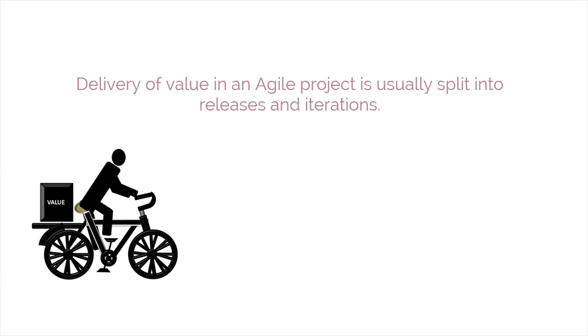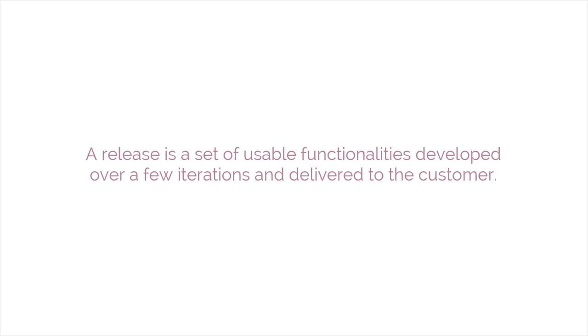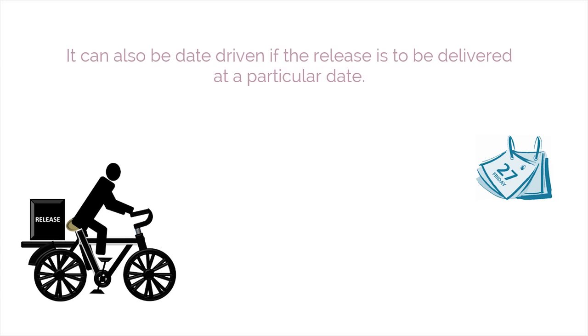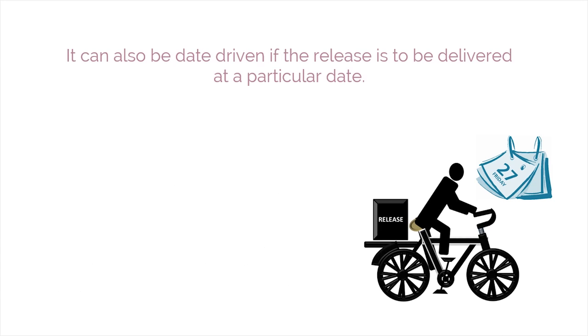Delivery of value in an Agile project is usually split into releases and iterations. A release is a set of usable functionalities developed over a few iterations and delivered to the customer. Planning a release may be functionality-driven if the objective is to deliver once a predetermined set of functionalities are developed. It can also be date-driven if the release is to be delivered at a particular date.